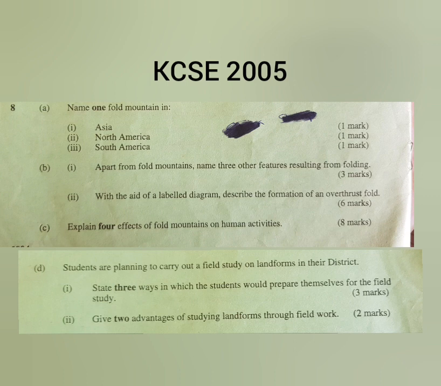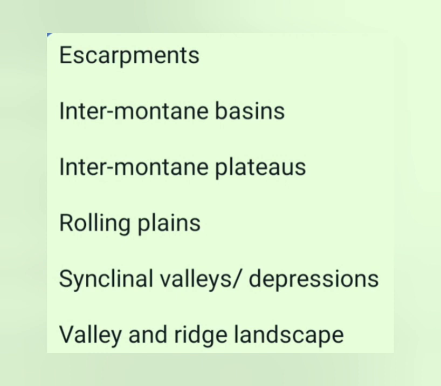Question 8B, 1. The question read, apart from fold mountains, name 3 other features resulting from folding. I know you can remember these. You can give examples of escarpments, intermontane basins or intermontane plateaus. You can give examples of rolling plains. You can give examples of synclinal valleys, valley and ridge landscape. They only required 3.